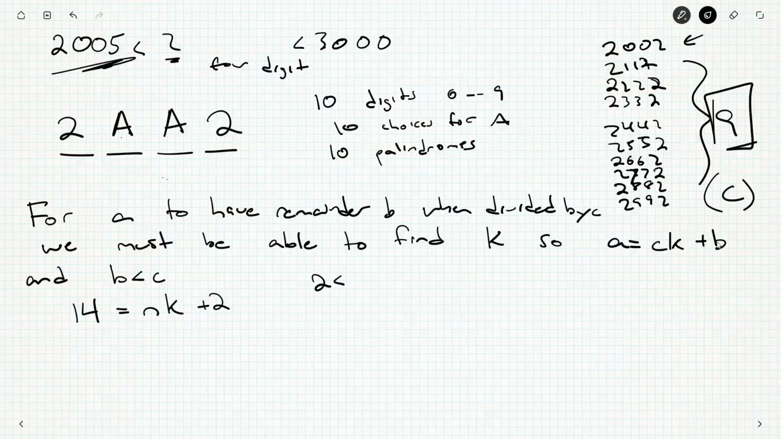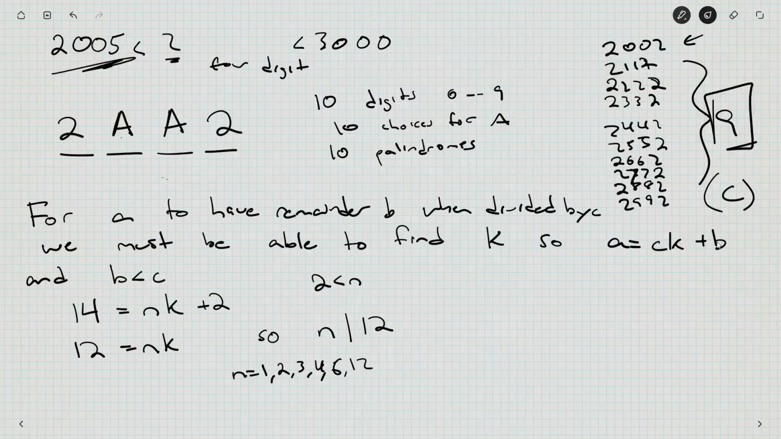Okay. So we want 14 is n times something plus 2. And what do we also need? We need n is greater than 2. Well, let's rearrange this. 12 is n times k. So n has to be a factor of 12. n divides 12. So what could n be? It could be 1, 2, 3, 4, 6, or 12.